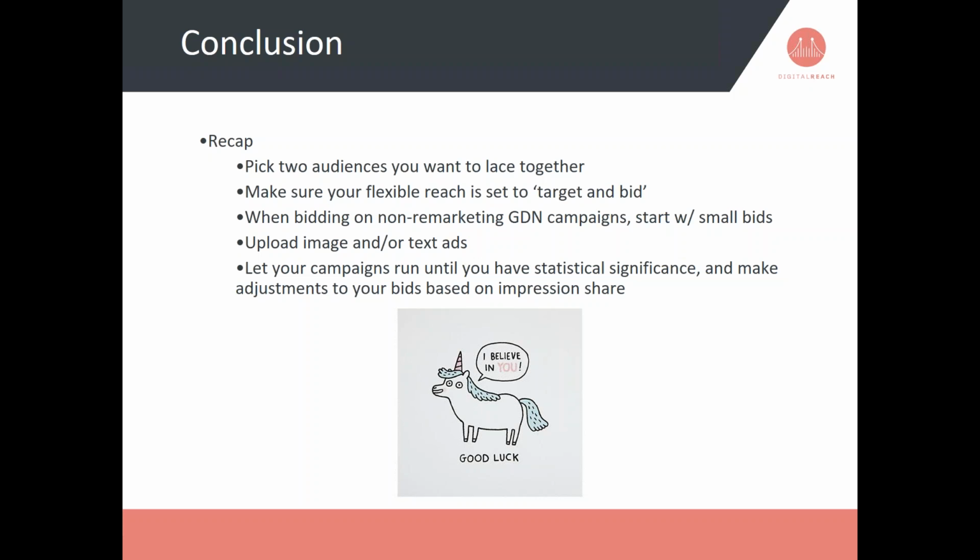And then third, when bidding on non-remarketing display campaigns, you want to start out with small bids. So I would start anywhere from 50 cents to 75 cents, probably a good start. Sometimes you start out at a number like that and it runs for a day or two and it doesn't spend anything. If that happens, just increase your bids. That's kind of the nature of this game, is you never really know where to start. You just gotta do a good job analyzing your data and adjust accordingly.